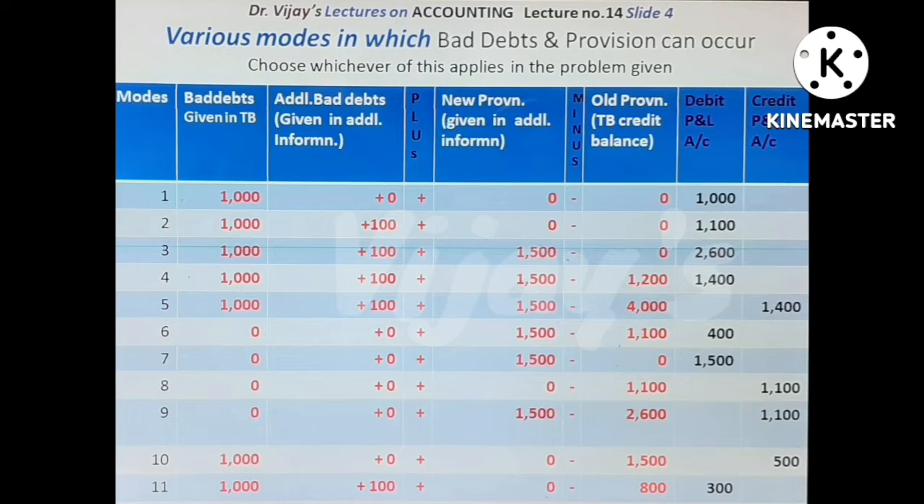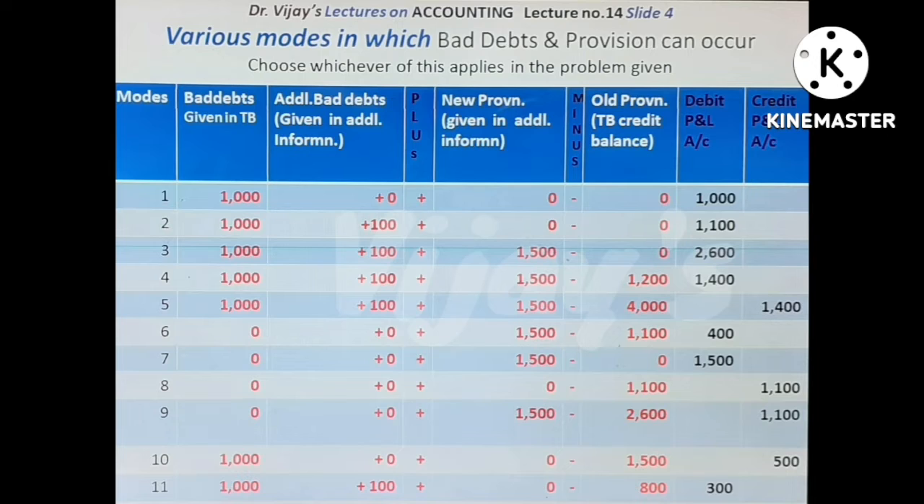Okay, then next column, profit and loss account debit column. If you want to show the amount in profit and loss account debit column, it will be shown there. If you want to show the amount on profit and loss account credit side, that will be shown in the last column. Okay, let us see modes one by one.